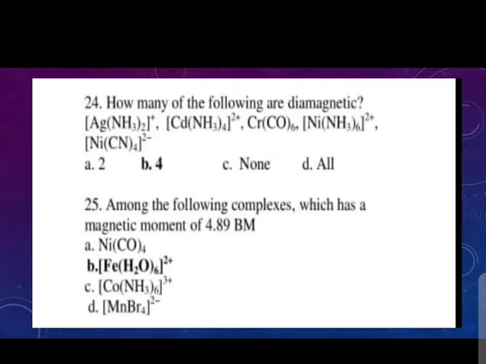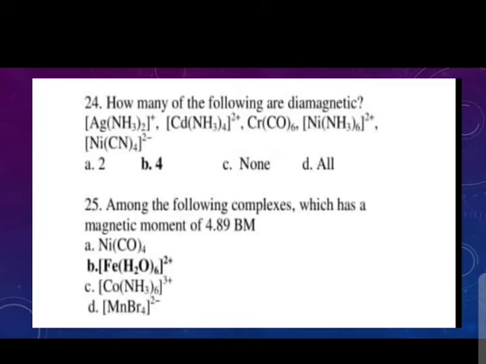In which among the following options [Ni(NH3)6]2+ is paramagnetic and others are diamagnetic? So our correct option is B. 4.